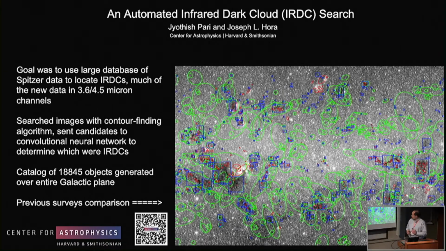The previous plot showed just our results in the blue boxes. Here I'm just showing, again, our results. And the green are, just for comparison, the MSX-based survey, which had much lower resolution, so they tended to find much larger regions that maybe weren't actually IRDCs, but maybe just minima in emission. And then these red objects are the Peretto and Fuller catalog that most people reference when they're looking at IRDCs found by Spitzer. All right, thank you.